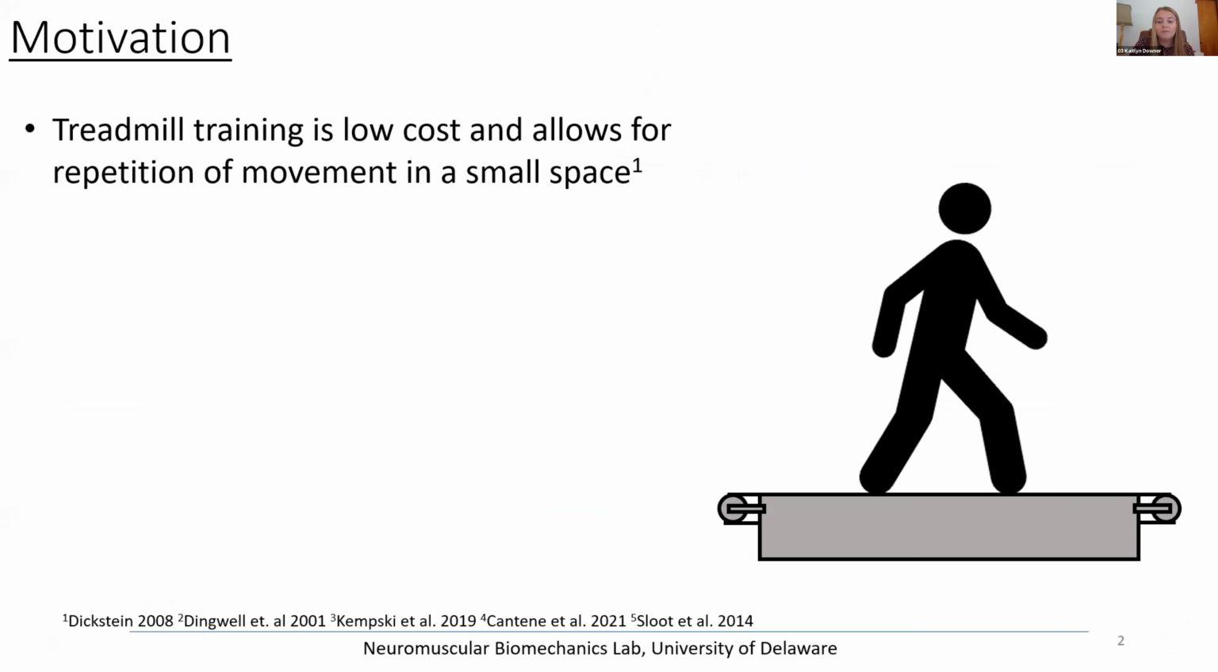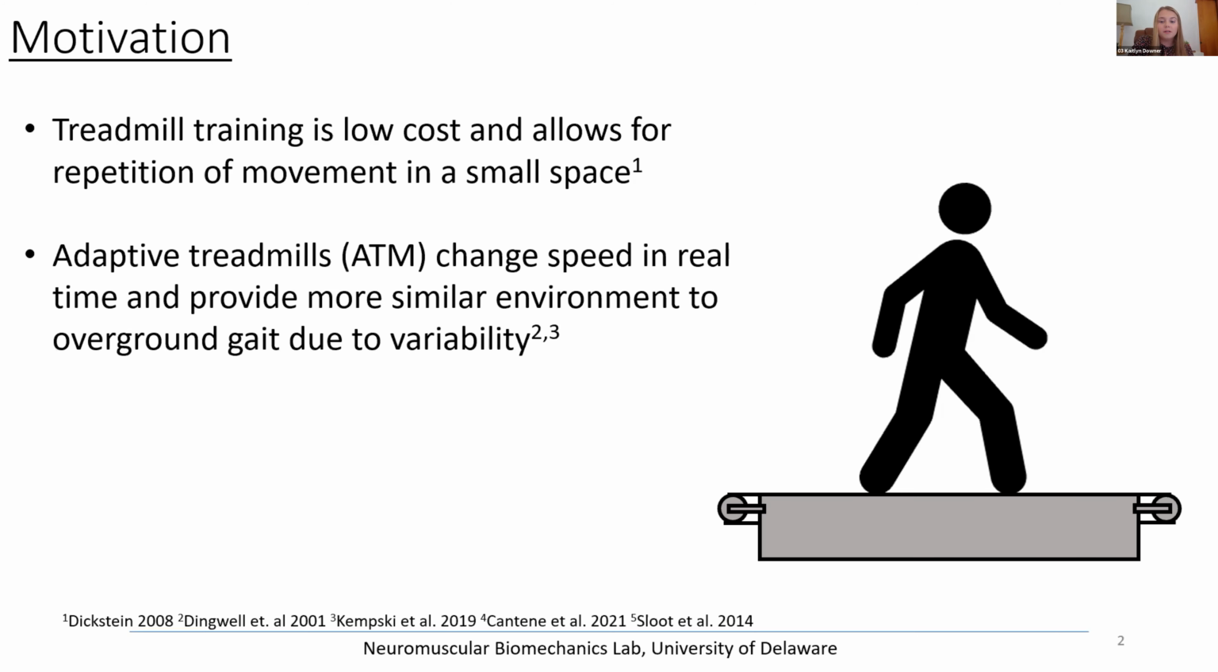Treadmill training is a beneficial rehabilitation tool for neuromuscular disorders that impact gait, such as stroke and Parkinson's, as it is low cost and allows for repetition of movement in a small space. Compared to fixed speed treadmills, adaptive treadmills provide a more similar environment to overground gait due to variability. This allows for changes in speed in real time due to the natural gait mechanics.